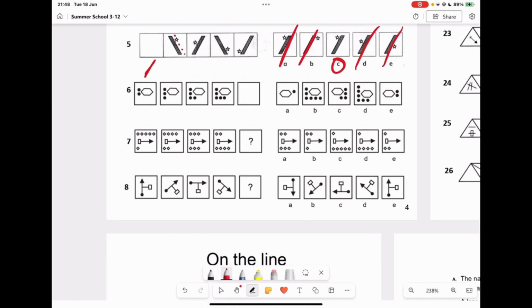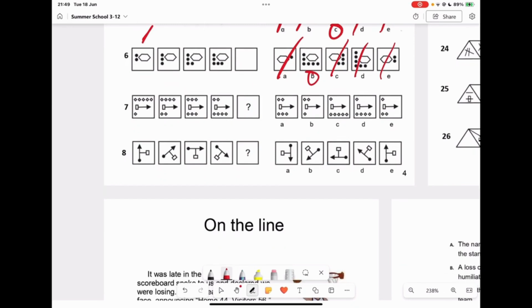Question 6. So for question 6, we can see that the number of dots are increasing by 1 each time. So given that that is the case, we can see it goes 2, 3, 4, and then 5. So this time it will be 6. So it cannot be A, nor can it be C or E. And now we're looking at the position. So we can see that there are consistently 3 on the side. So B is the answer.